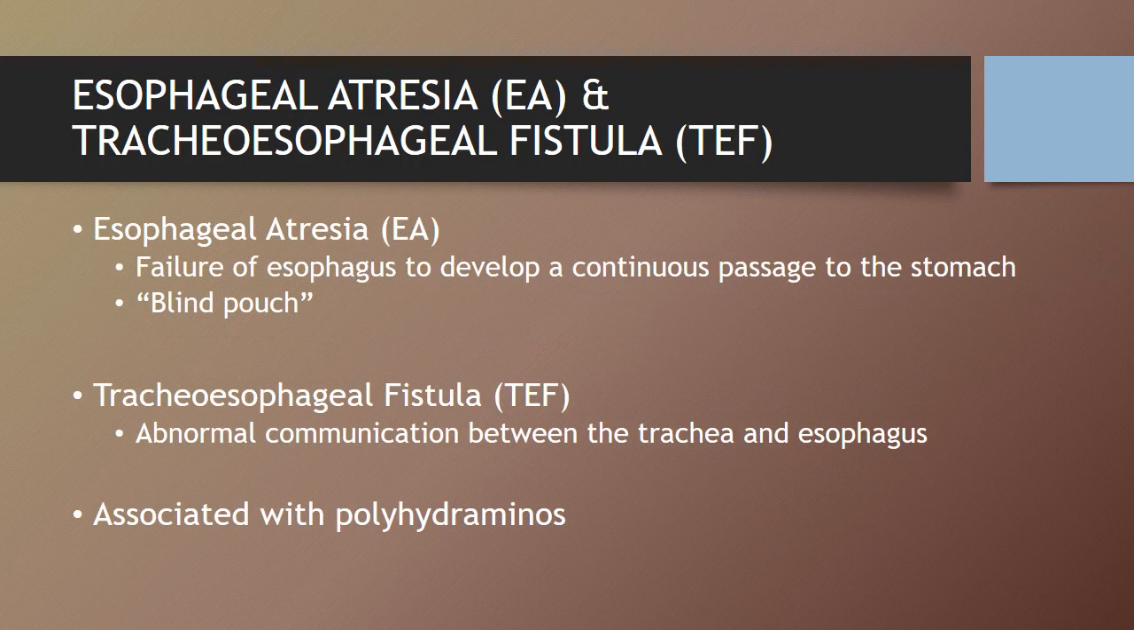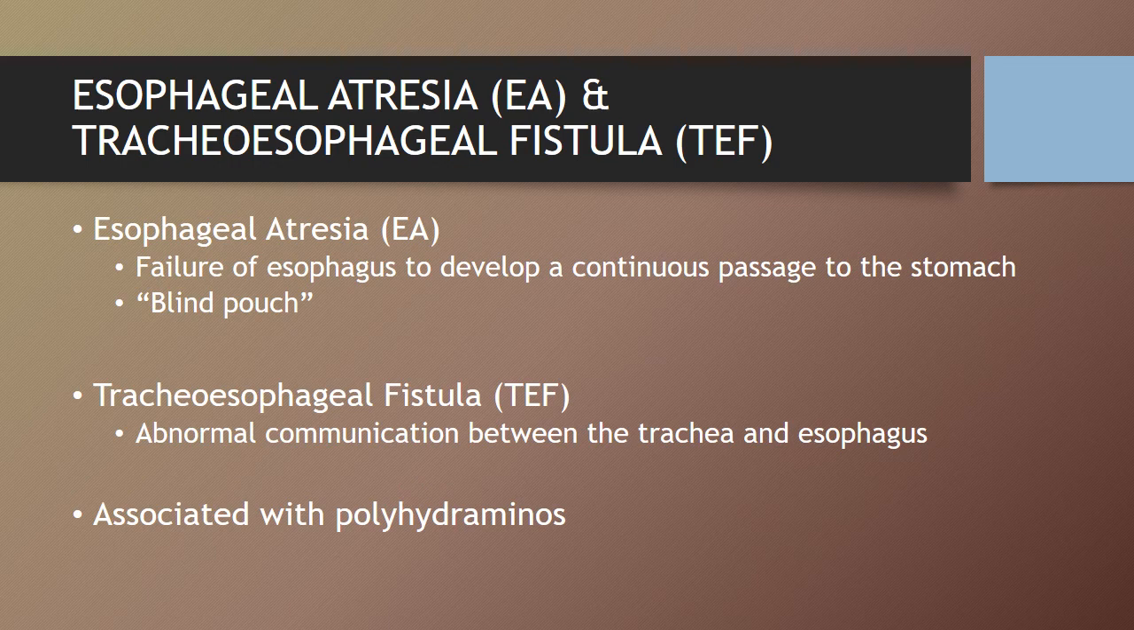So esophageal atresia and tracheoesophageal fistula kind of go hand in hand. Esophageal atresia, remember that atresia, when you see that word, is the absence or abnormal narrowing of an opening or passage in the body. So either it's not there or it's very narrow. And so EA is failure of the esophagus to develop a continuous passage to the stomach. And it has actually a blind pouch, which we will talk about. I'll show you a picture in a minute. And then tracheoesophageal fistula, or TEF, and you'll see this fairly common in the Peds world. This is an abnormal communication between the trachea and the esophagus, meaning they're connected when they should not be.